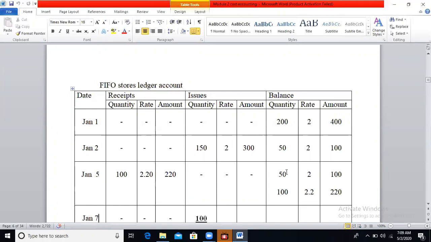So now the balance will be, the previous balance is 50 units or 50 pieces at 2 rupees, 100. And now we have made a new purchase, that is 100 pieces at 2.2 rupees. The value will be 220.